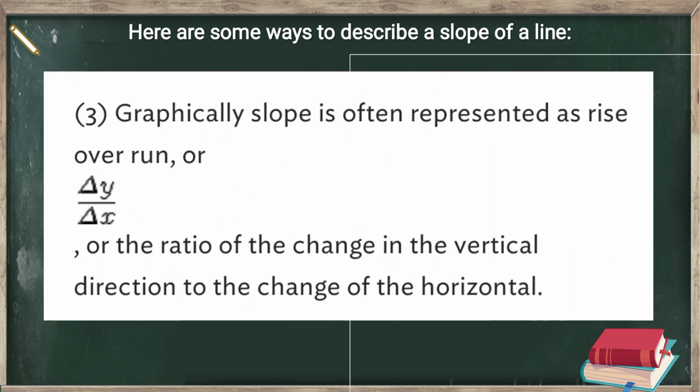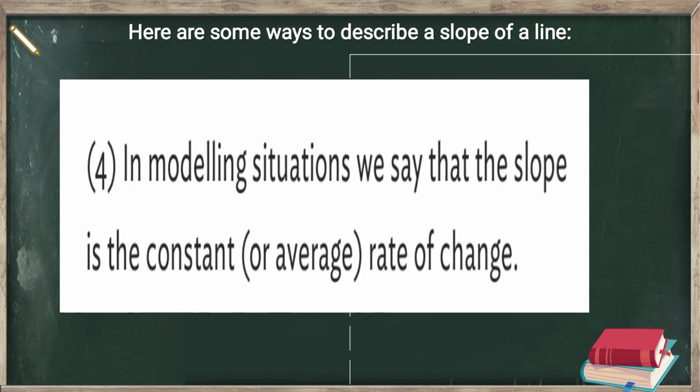Third, it is represented as rise over run. This delta means to say change. So change in y over change in x. So the ratio is change in vertical direction to the change of the horizontal. And the last one is, in modeling situations, we say that the slope is the constant average rate of change.